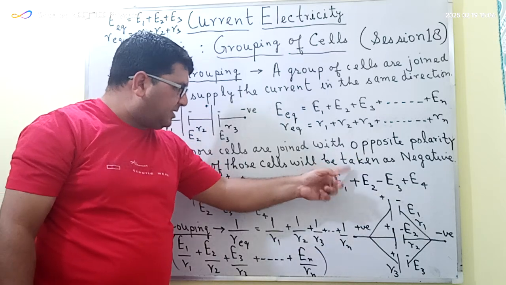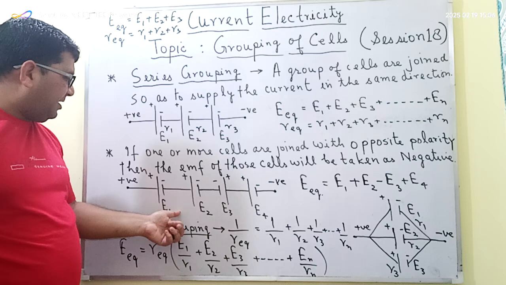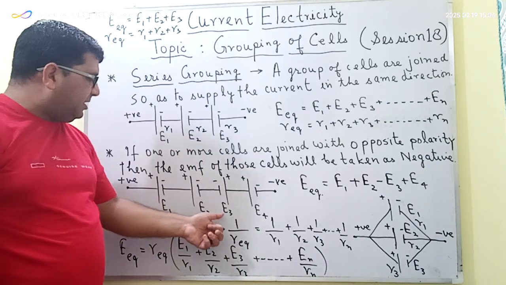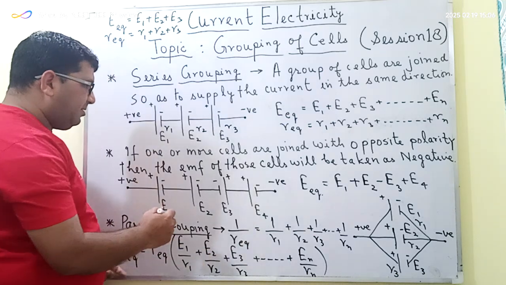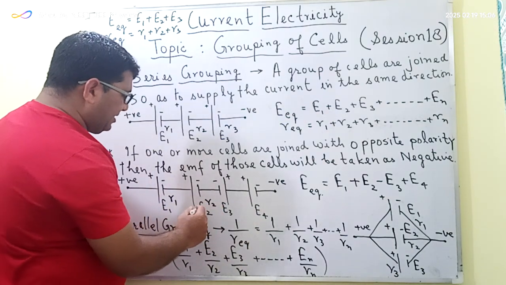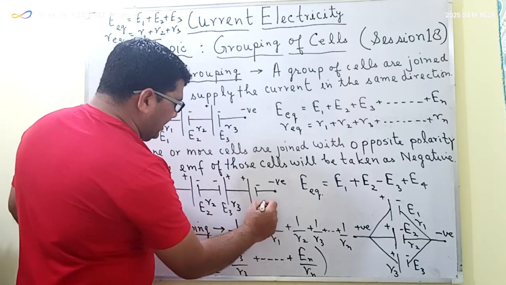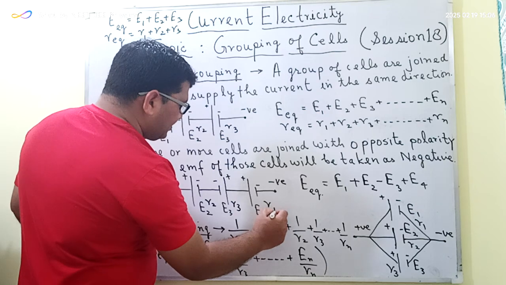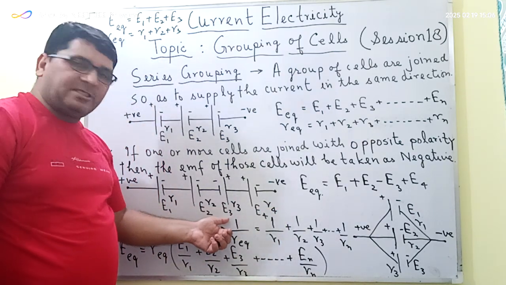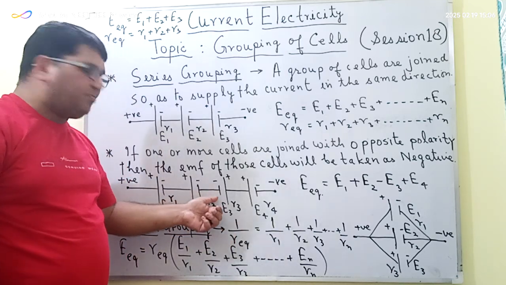To understand this definition, I have drawn here one simple diagram in which there are four cells of EMF value E1, E2, E3 and E4 having an internal resistance, say R1. The second cell has an internal resistance of R2. The third cell has an internal resistance of R3. And the fourth cell has an internal resistance of, say, R4. Here in this diagram, you can see that the third cell, that is the cell with an EMF value of E3, is connected with opposite polarity.